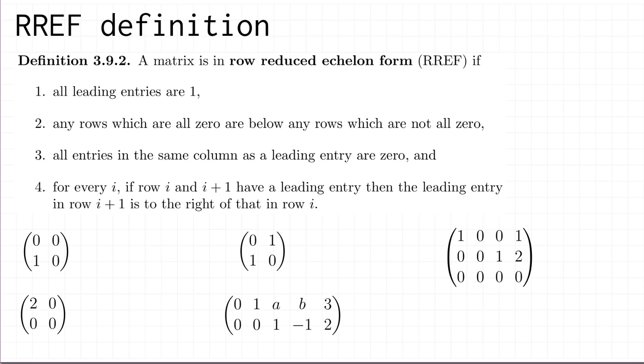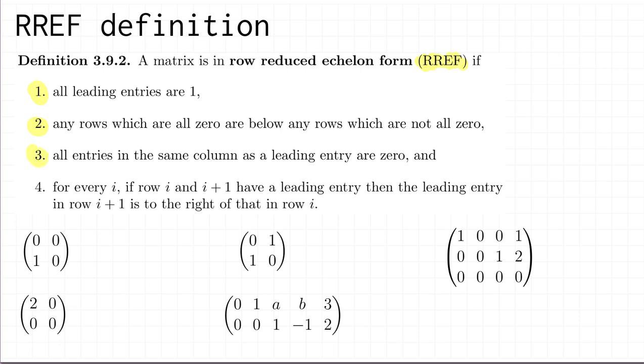So now we can define the row-reduced echelon form of a matrix. A matrix is said to be in row-reduced echelon form, which I will always abbreviate to RREF, if it's got the following 4 properties. Property number 1 is that if a row contains a leading entry, then that leading entry has got to be 1. Property 2 says that if you've got any all zero rows, so rows with no leading entry, those have got to be at the bottom of the matrix, so below any rows which are not all zero.